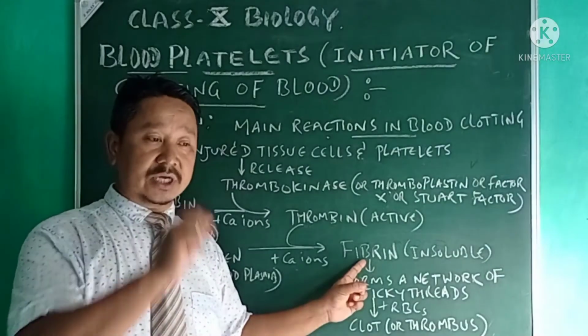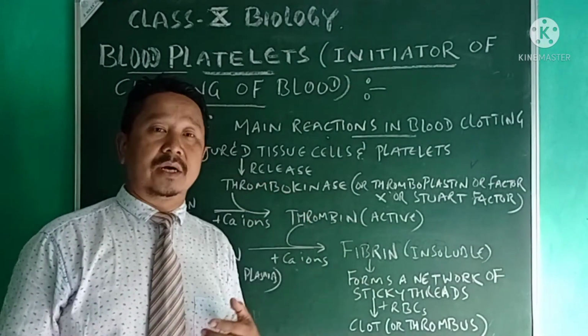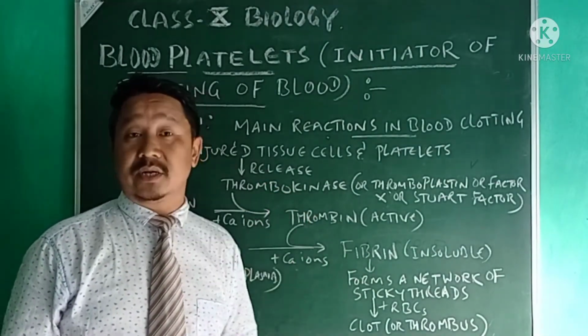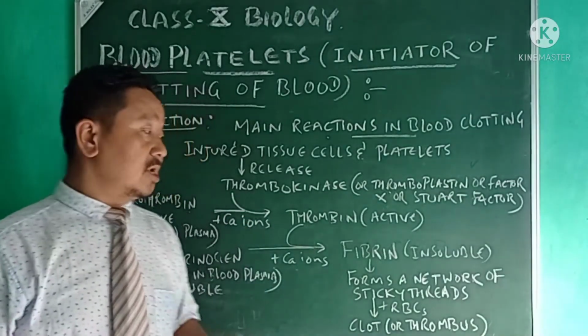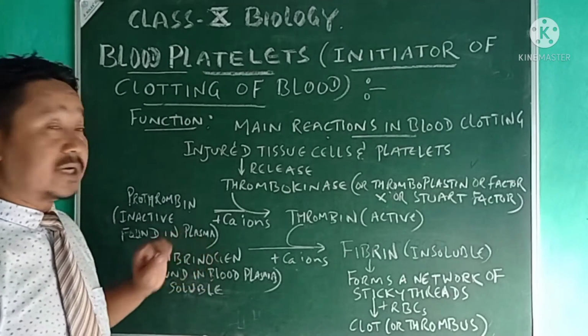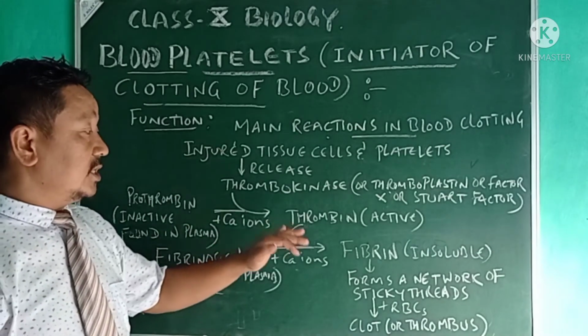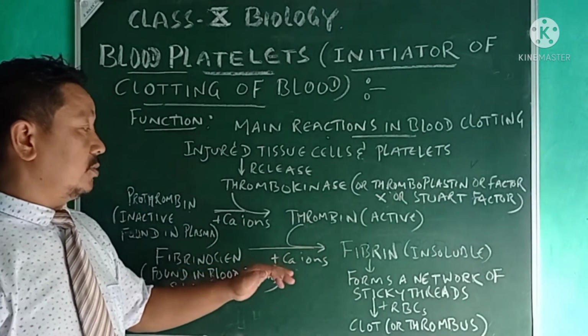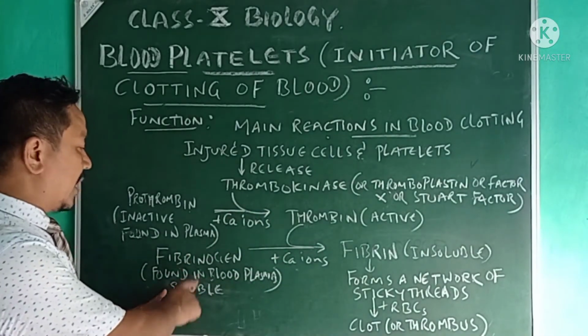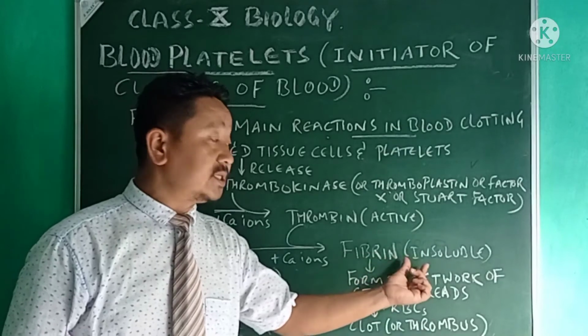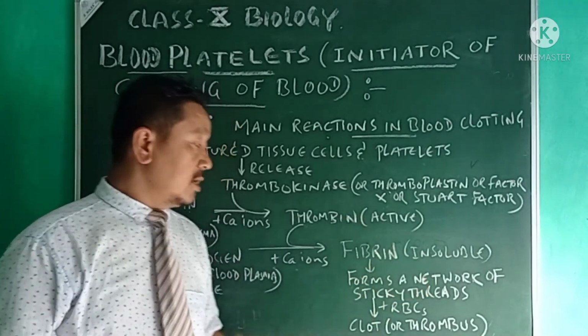Last time we were talking about blood in its introductory session. We had discussed this fibrinogen and all. Here you see thrombin with the help of calcium ions converts this soluble fibrinogen into fibrin, which is insoluble.